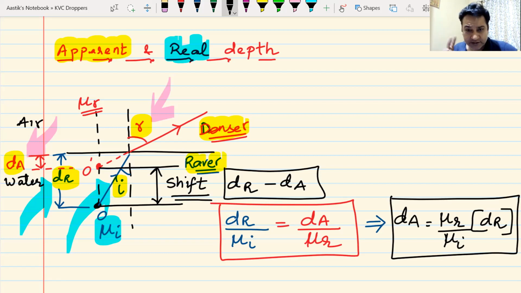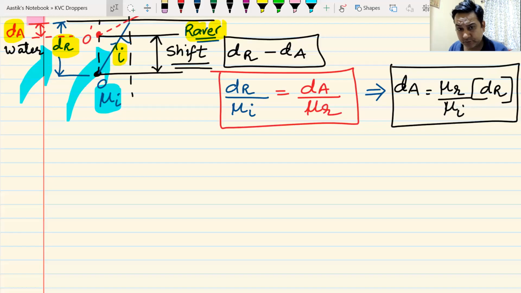Remember, the formula given in your sheet is also correct, but there are two formulas given, one for rarer to denser, one for denser to rarer. It will create a lot of confusion. I don't want confusion in my life, nor yours. This is one formula which is valid everywhere. I'll give you a minute to note it down. Okay, if you noted it down, then I will just elaborate more.